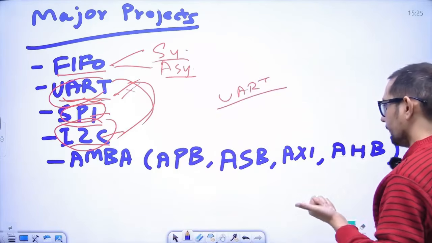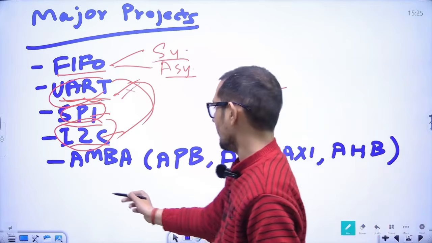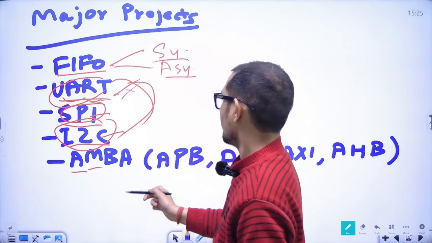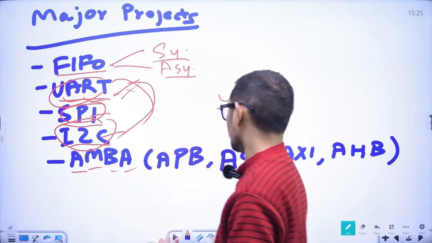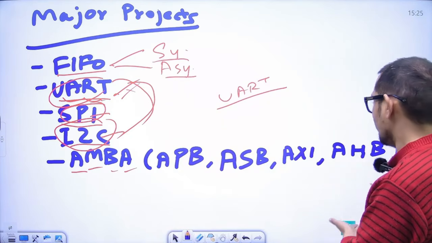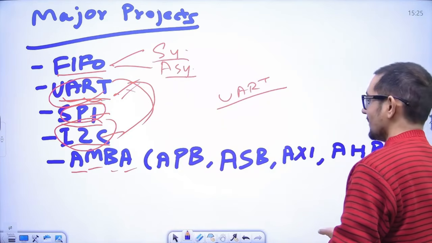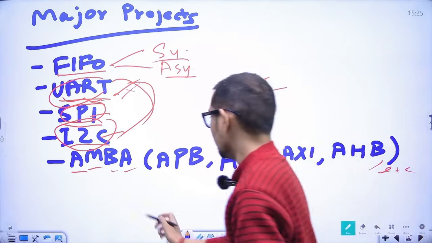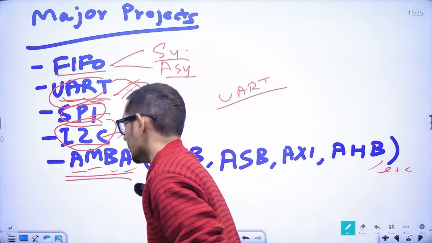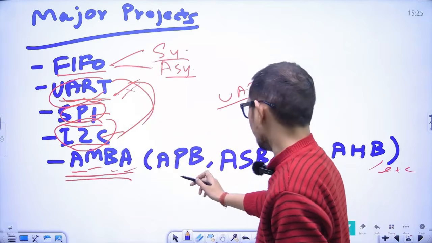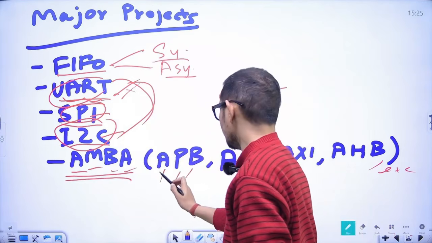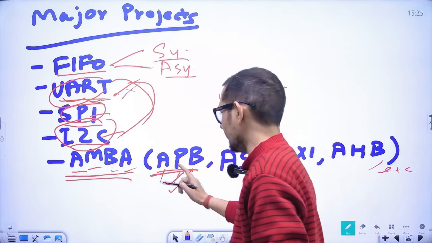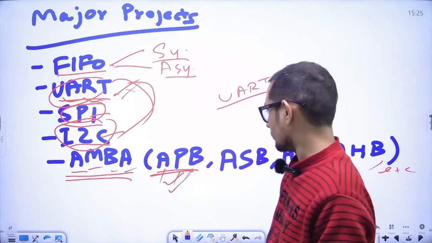Then AMBA is very important, Advanced Microcontroller Bus Architecture. There are many protocols in this category, right? So first learn about the architecture of this. And we have the Advanced Peripheral Bus interface. This is the very basic one, you have to learn it. If you are learning about AMBA, then it is very simple, that is FSM based only.